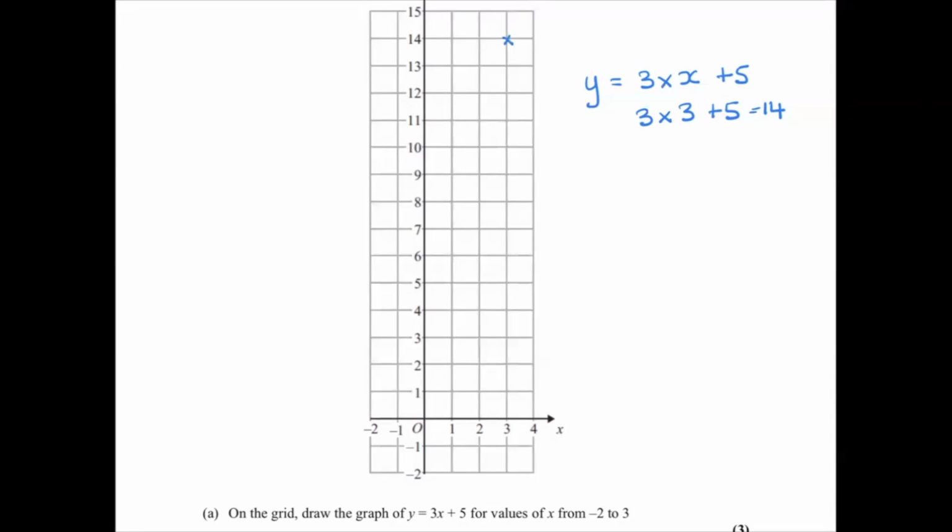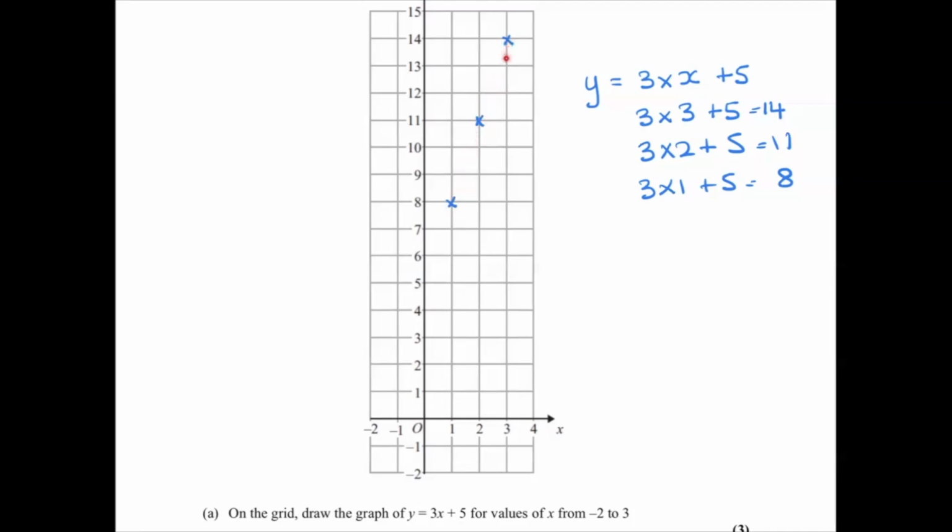And then I'm just going to repeat the process. When x is 2, I'll have 3 times 2 plus 5, which is 11, and then I can plot that on. 3 times 1 plus 5, that's 8. So 1 and 8. Now, what I might be able to do as I've been plotting is start to spot a pattern. I've got to create a straight line, and I can see that straight line is coming.